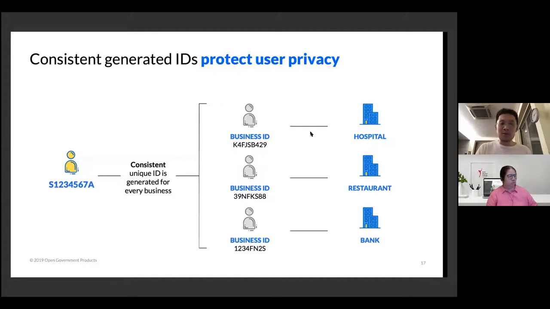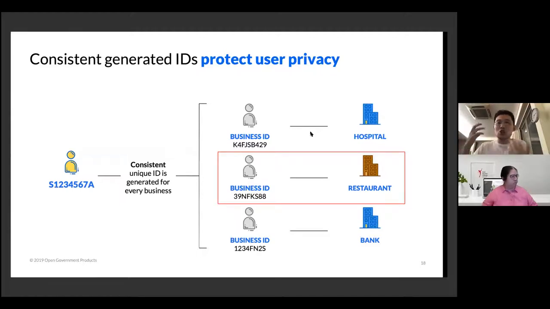This is really important, because what this means is that, firstly, every single business can still treat it as a verified ID, they can still block people from the platform, they can still have accountability and all that good stuff. But let's say McDonald's has a data leak. Let's say they leak out the records. Well, it's no big deal, because all people will see is that someone whose ID is 39NFKS88 went to McDonald's. This has nothing to do with my NRIC. It is not correlatable to my hospital records or my bank records or anything like that. And if a random small business leaks their information, it shouldn't affect people's visibility of my medical records or my banking records or anything like that. So you have a consistent but unique ID per business with sgID.